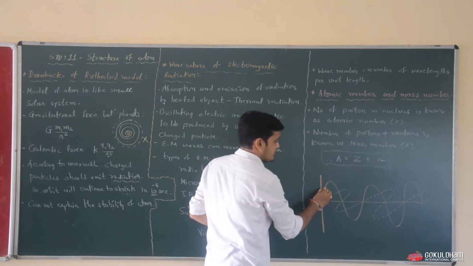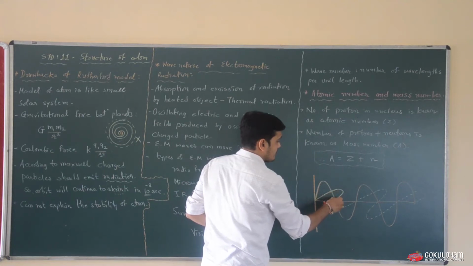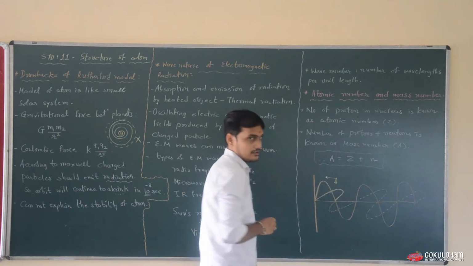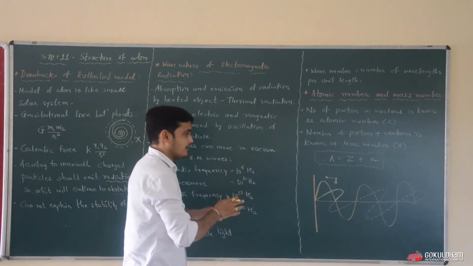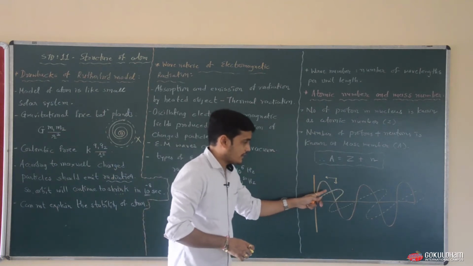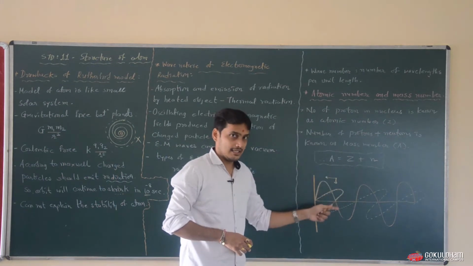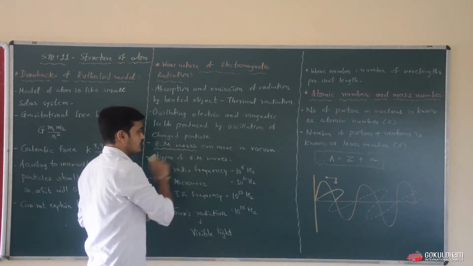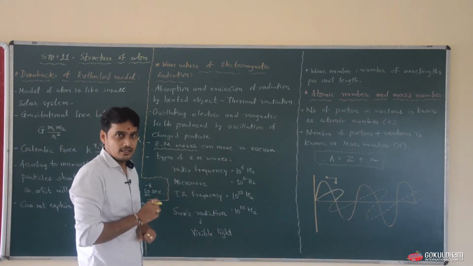So this one and this electric wave both are at a 90 degree position. So both are perpendicular to each other. When both the electric and magnetic fields travel in the same direction, at that time a wave is generated, and those waves are known as electromagnetic waves.